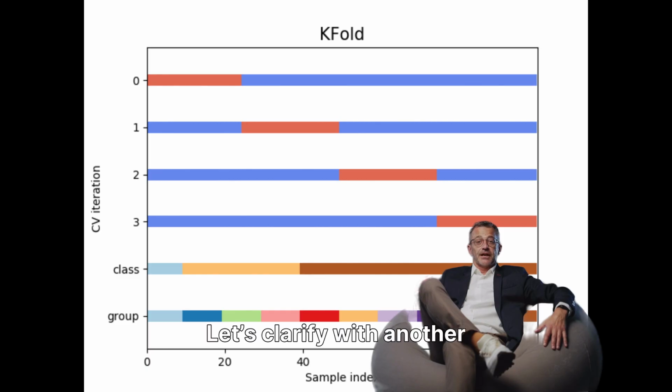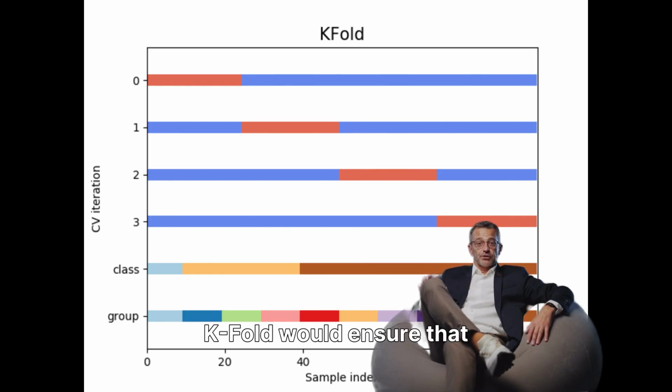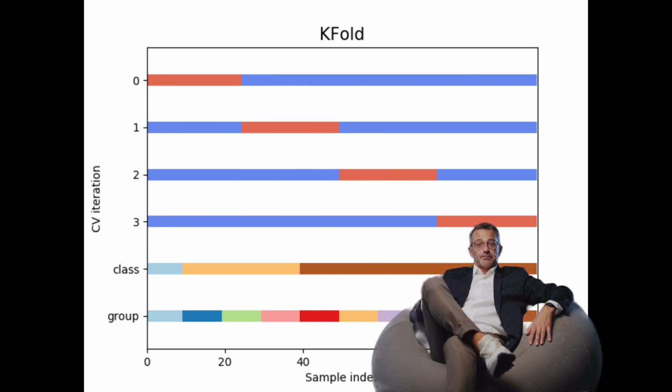Let's clarify with another example. Imagine you're building a model to classify emails as spam or not spam. If your dataset has 90% non-spam and only 10% spam, using regular k-fold could result in some folds having no spam emails at all. In this case, stratified k-fold would ensure that each fold maintains the same proportion of spam and non-spam emails, giving you a better assessment of your model's performance across different classes.